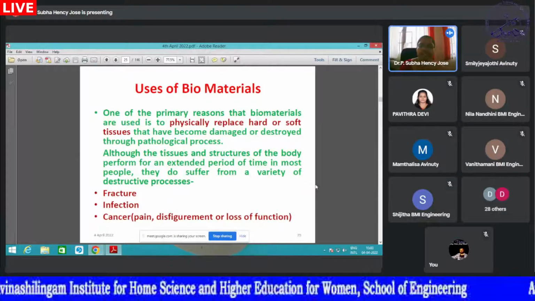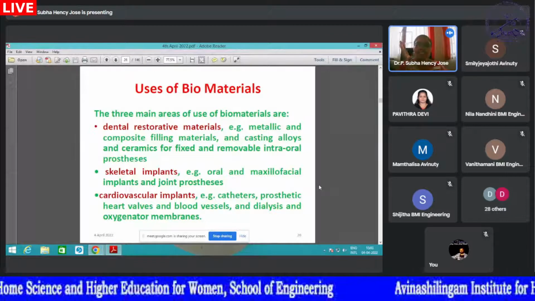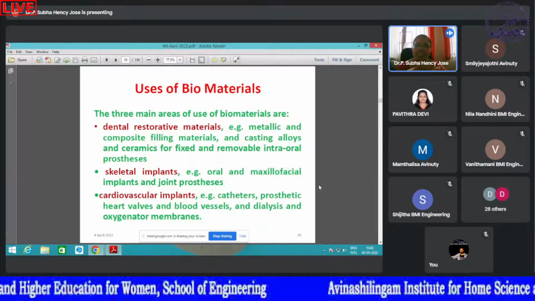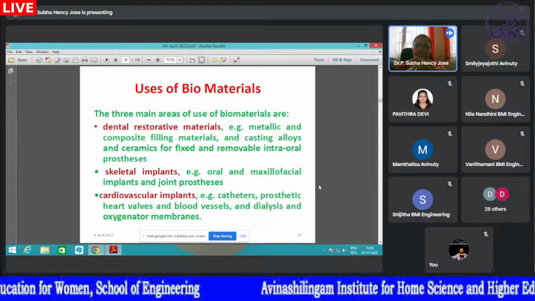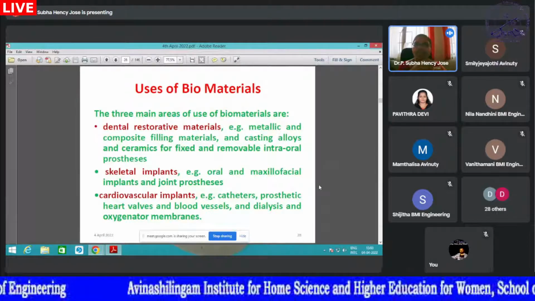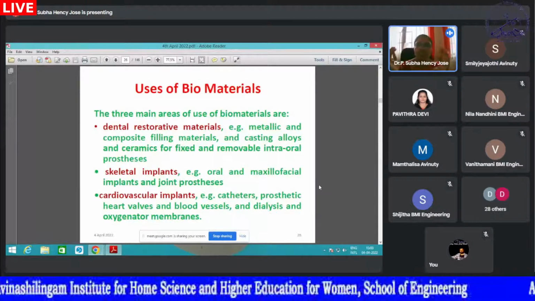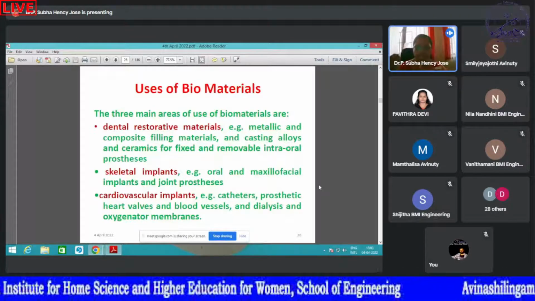And the next three things. In this presentation we are going to see three main applications. One is in the area of dental, the second one is in the area of orthopedics, and then the third one is related to the cardiovascular area. So these are all the areas that we are going to see for the next 1 hour.